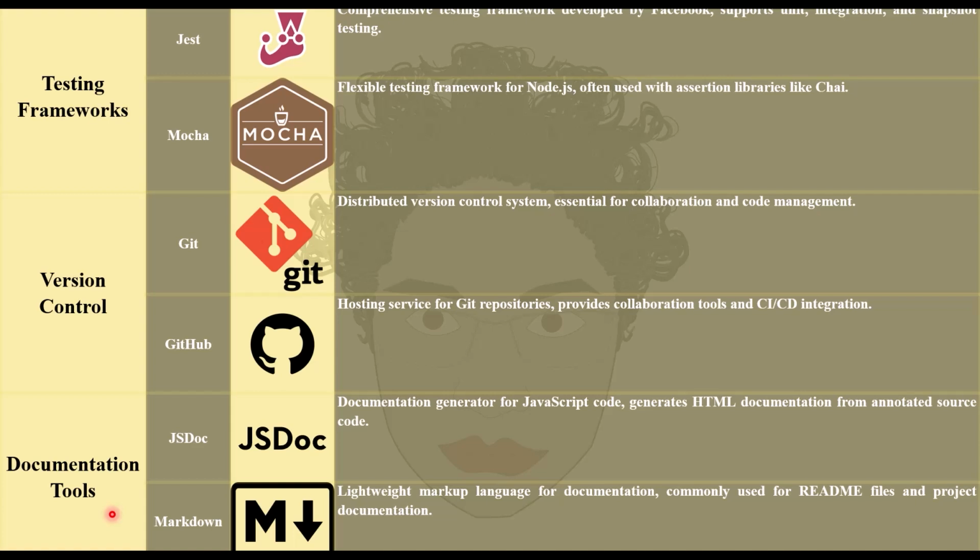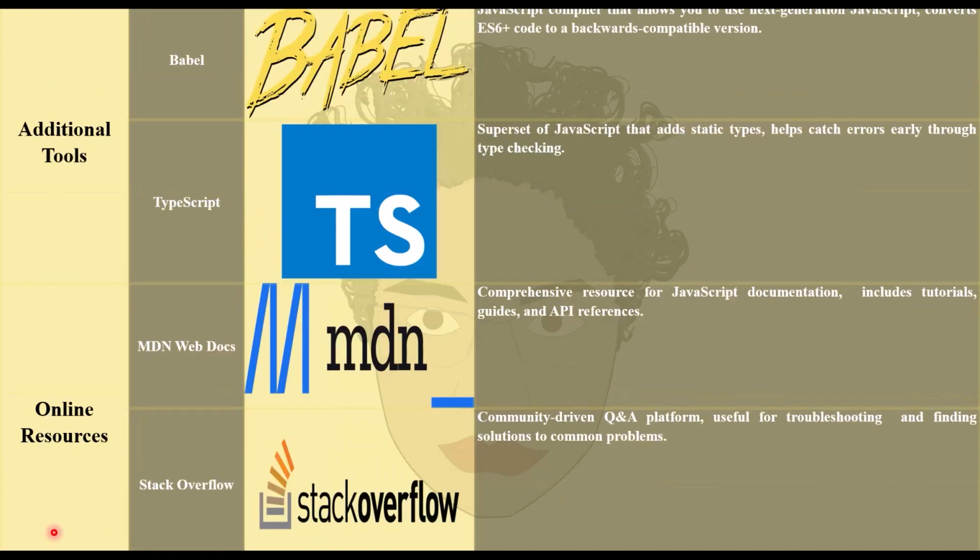So these are the tools that we need. Let's see what are another. There are some additional tools too. One of them, for example, is Babel that we brought here. So it's a JavaScript compiler that allows you to use next generation JavaScript, converts ES6+ code to a backwards compatible version.